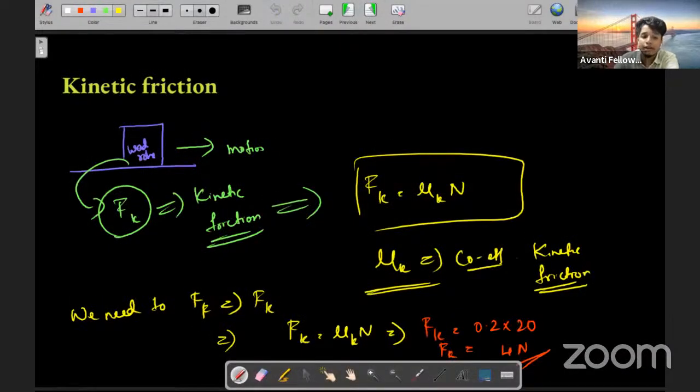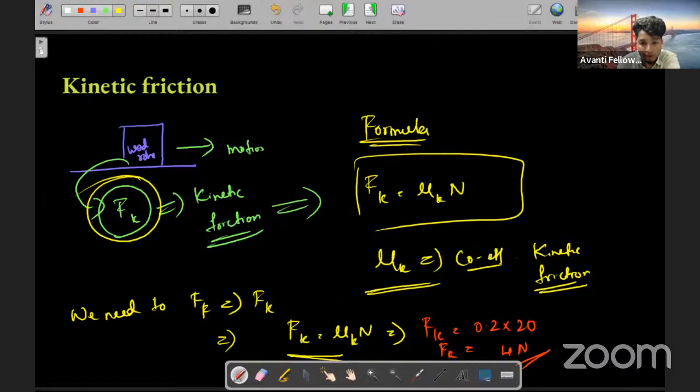Now, as I said, we need to find the kinetic friction. In order to find the kinetic friction, this is the formula. The formula is the same. Fk is equal to mu k into N, and this mu k is the coefficient of kinetic friction.